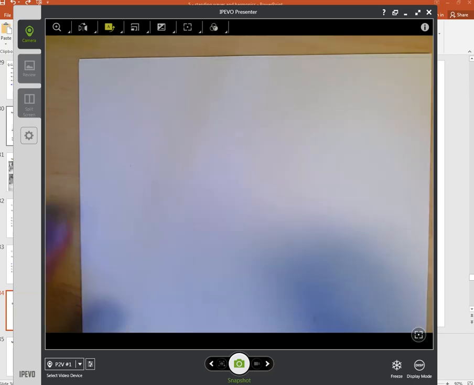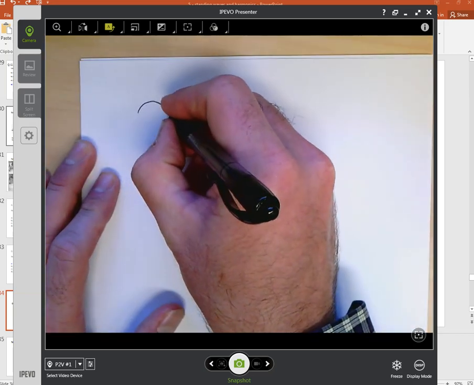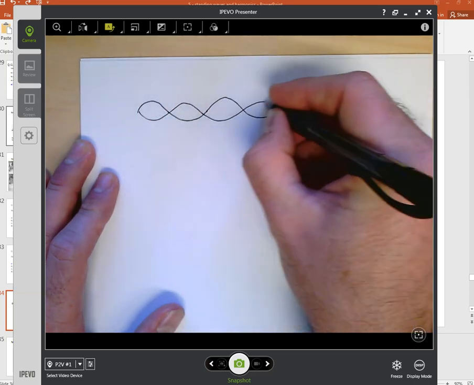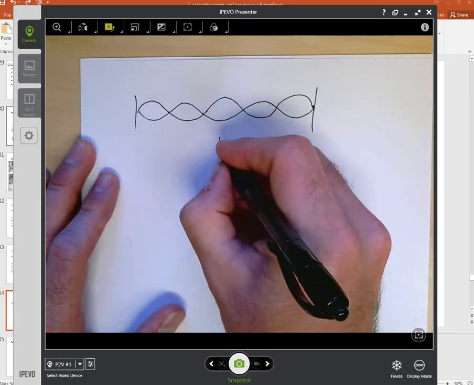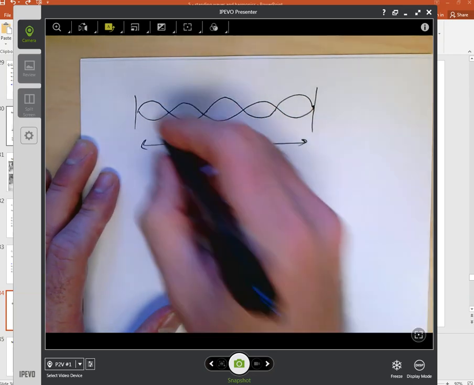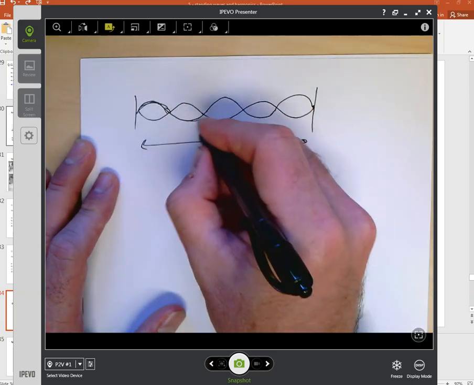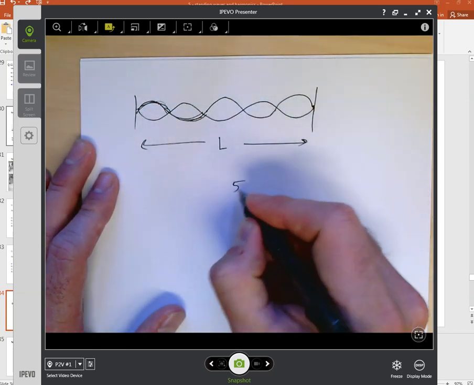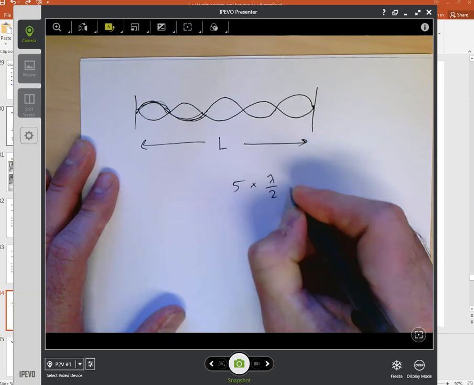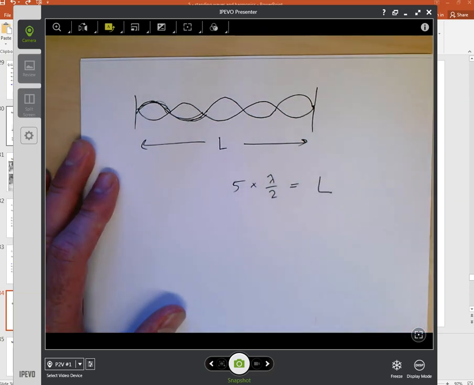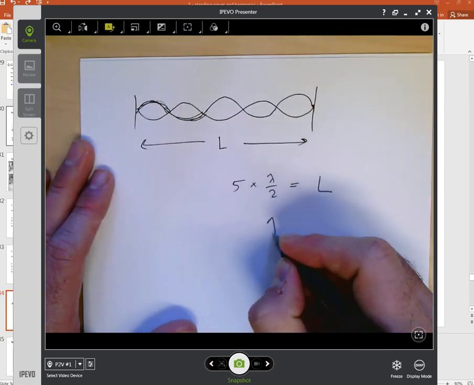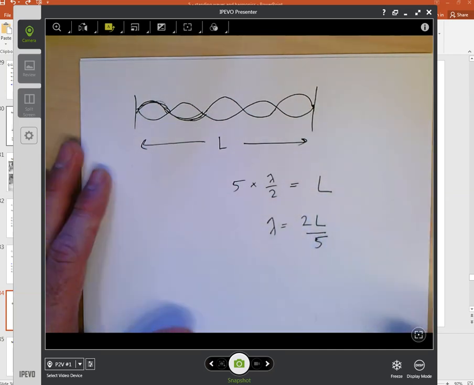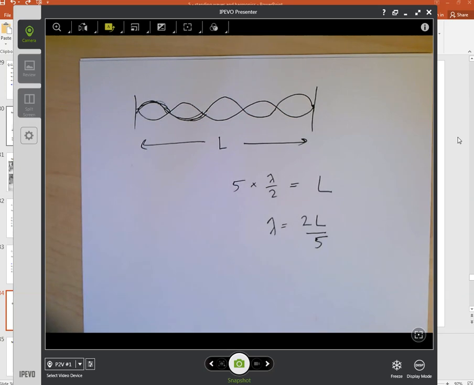So if I had that picture here, which I'll recreate, if this length here is L, and this is half of a wavelength, and this would be a full wavelength here, there's 1, 2, 3, 4, 5 half wavelengths. So 5 half wavelengths are the length of this string. Solving for lambda, I can say that this is equal to 2L divided by 5. Hopefully that's one of our options here.